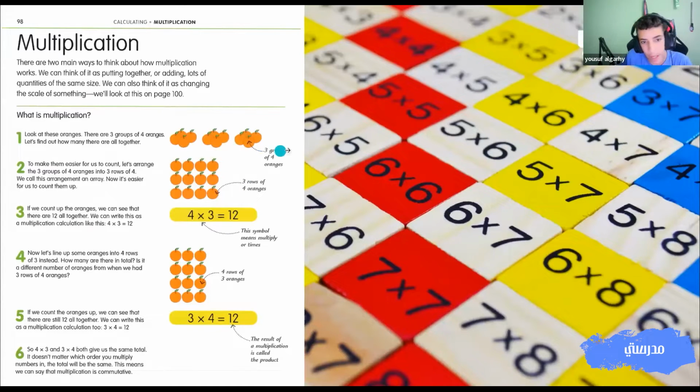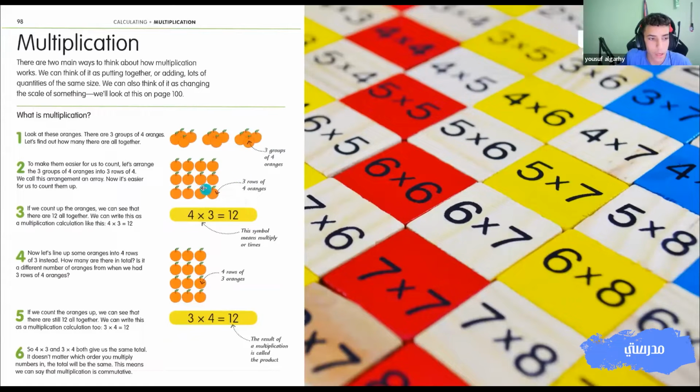So here we have 3 groups of 4 oranges, 1, 2, 3, 4 in each group. And then we have 3. So we have 4, 8, 12, right? And we can just count all of them on their own. We have 1, 2, 3, 4, 5, 6, 7, 8, 9, 10, 11, 12.